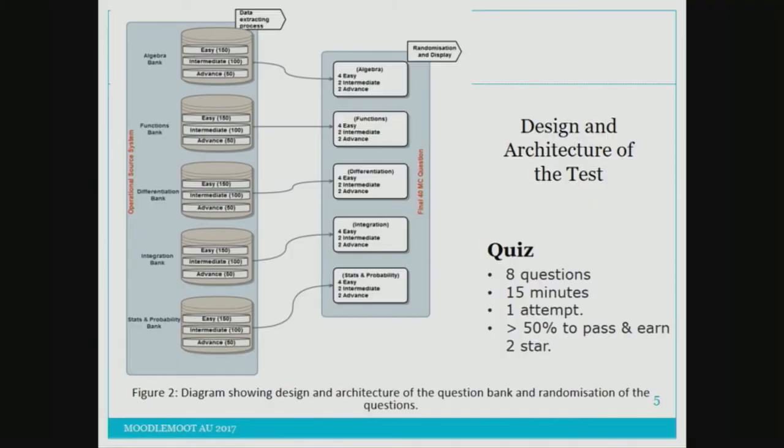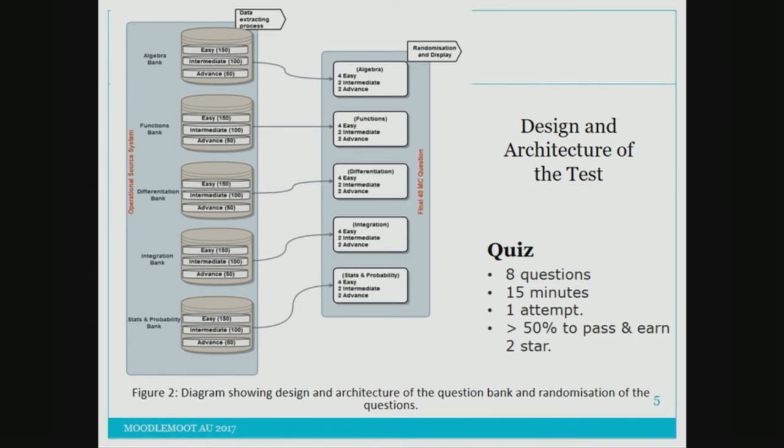One of the cool features of Moodle, of course, is the question banks. This really helped us to develop the test module. So for five modules, we have five categories in the question bank, and each category has subcategories: easy, intermediate, and hard, advanced. So there are at least 150 questions or more in easy, and 100 in intermediate, and 50 questions in advanced. So randomly, these questions are selected and given to students.